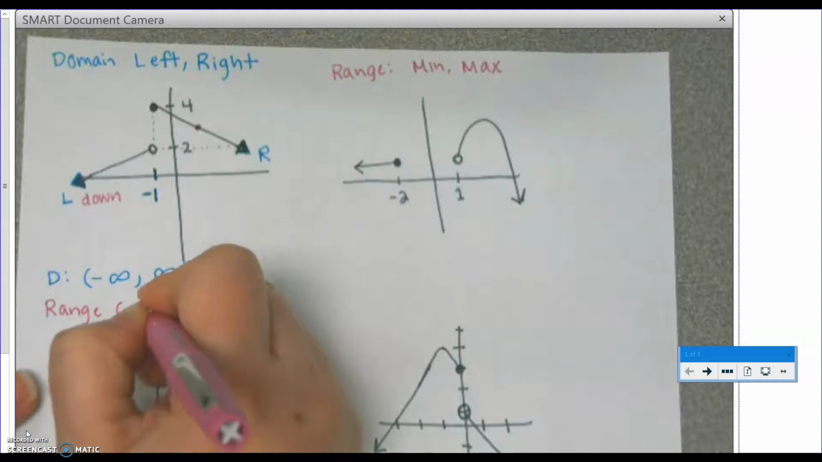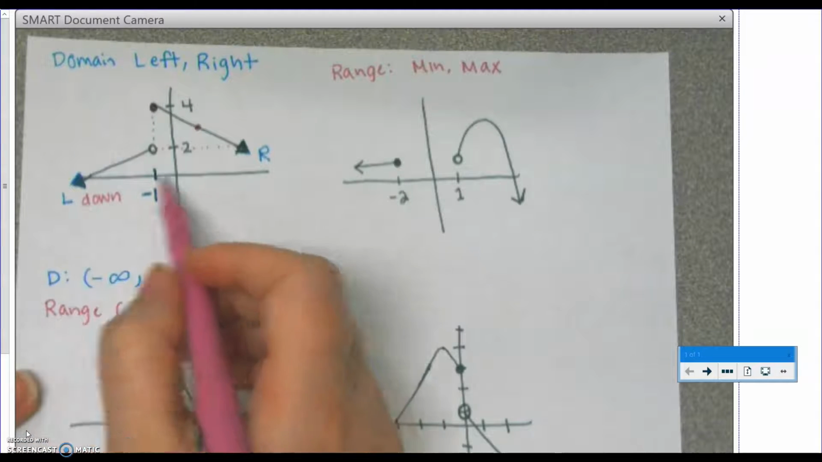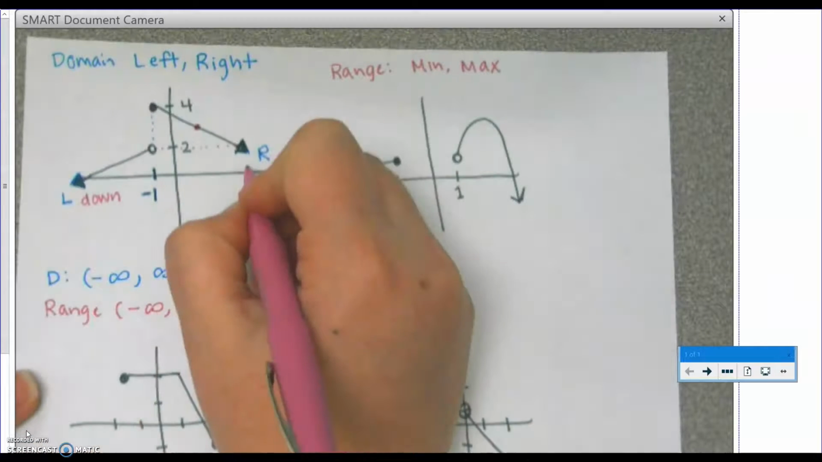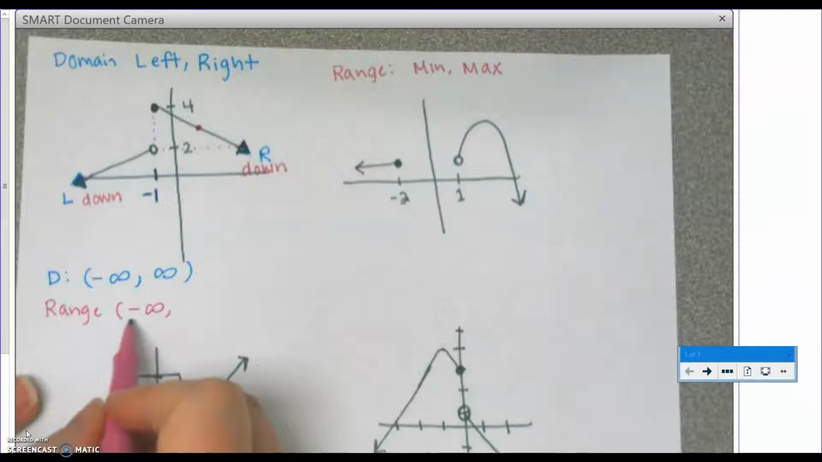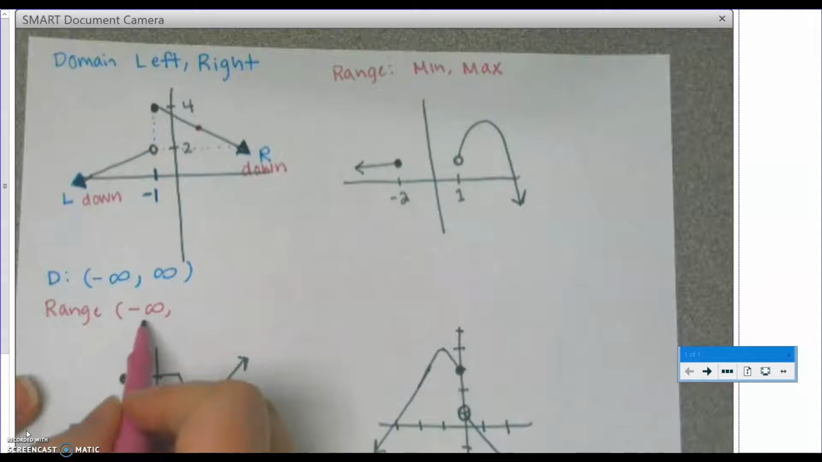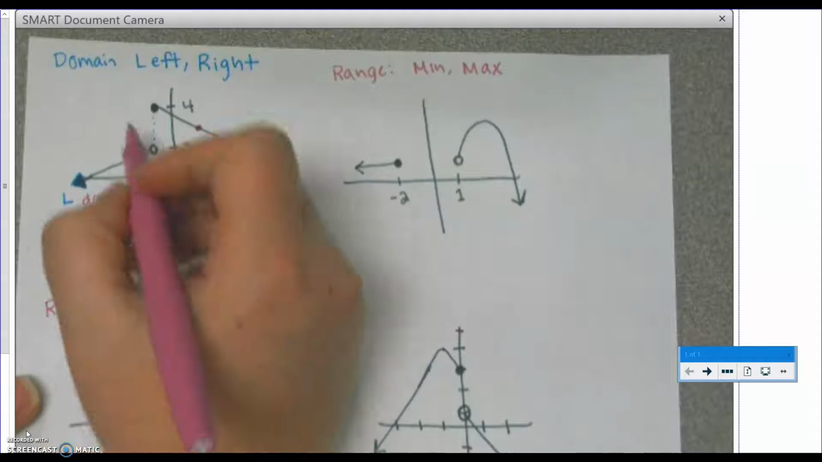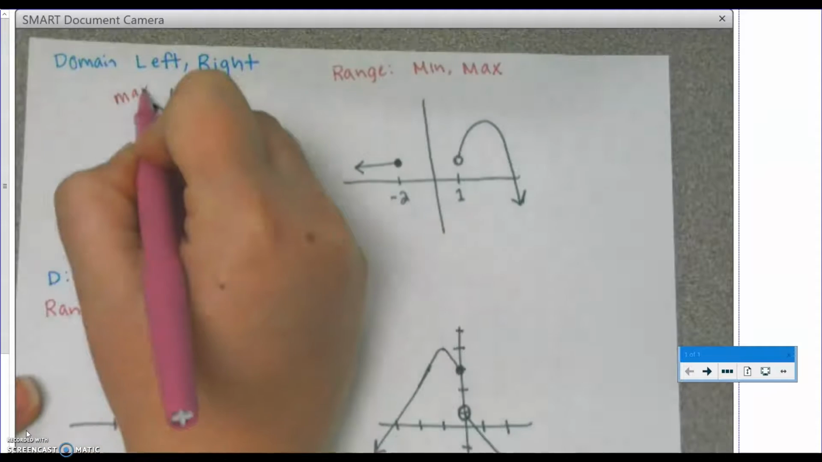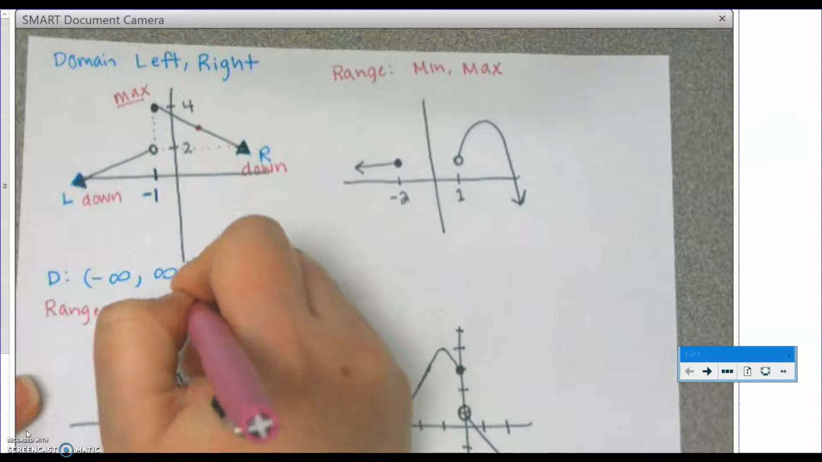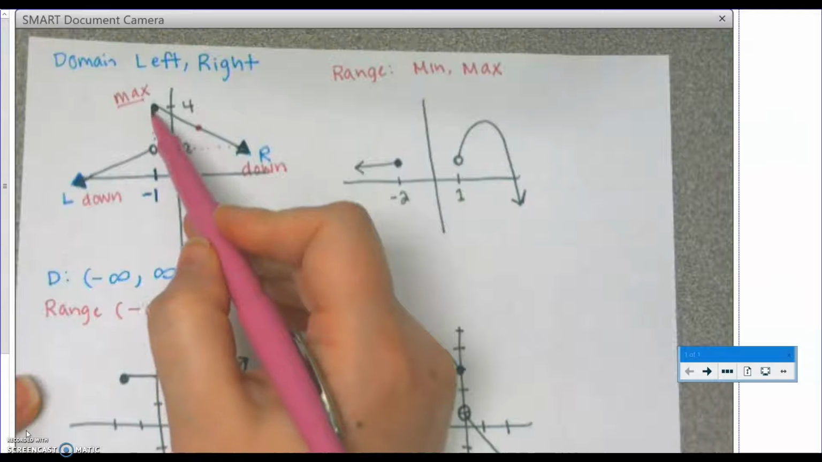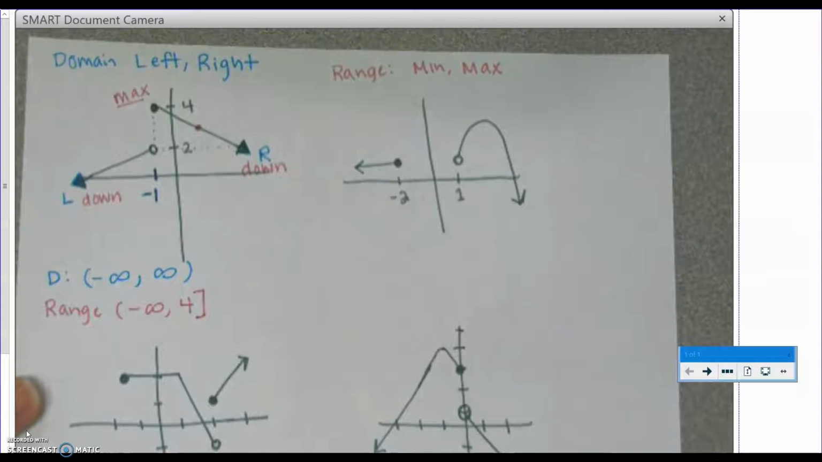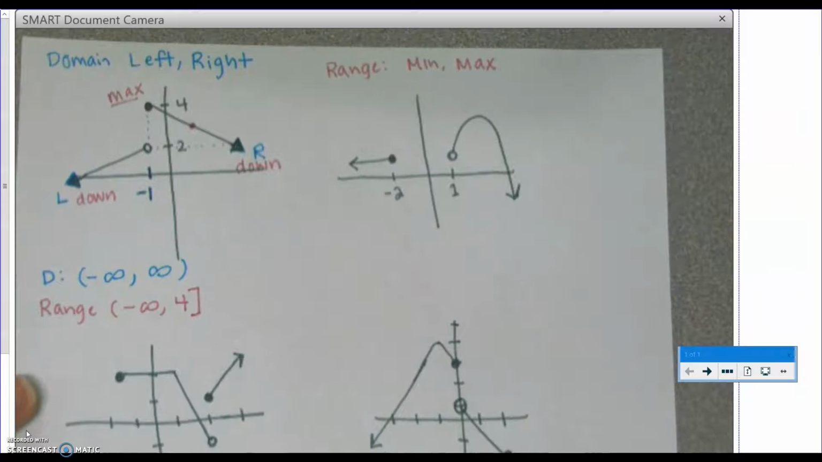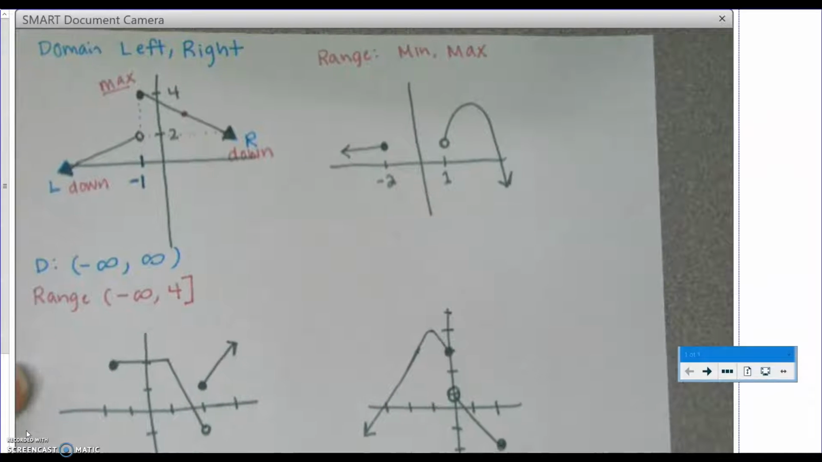So my range is negative infinity because I actually have two arrows pointing down. So that's even more confirmation that I don't have a minimum. My range will be negative infinity. But the maximum of this graph is 4. And that is a closed circle, so it gets a bracket. If that was an open circle, it would get a parenthesis. All right, so let's do the second one.